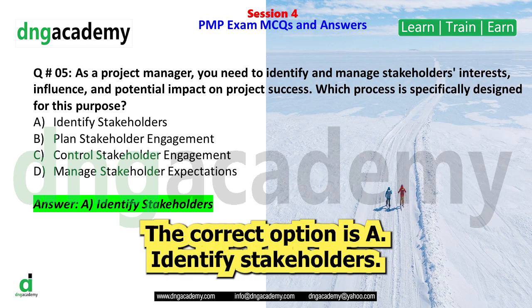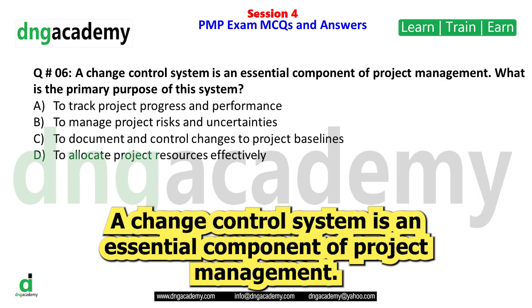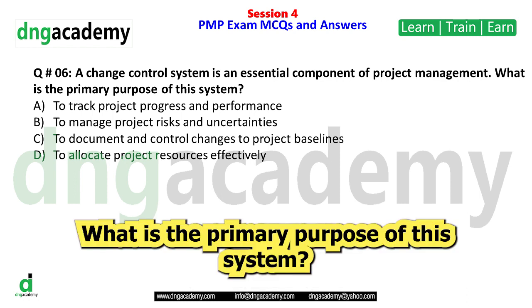The correct option is A. Identify stakeholders. Question number 6. A change control system is an essential component of project management. What is the primary purpose of this system?